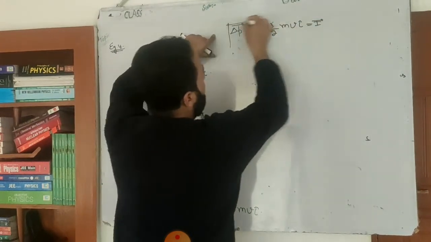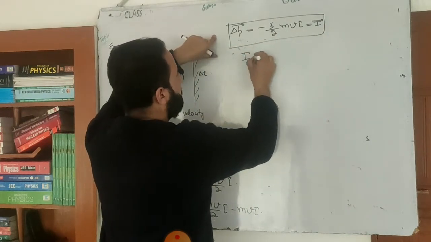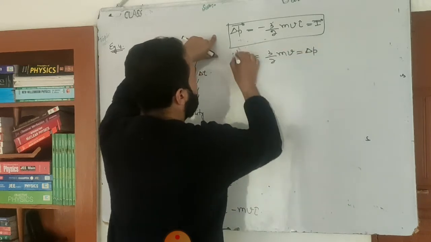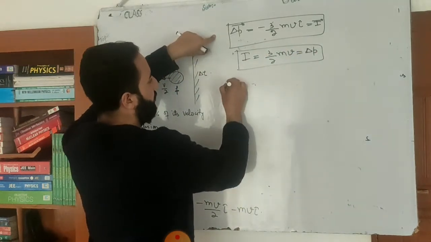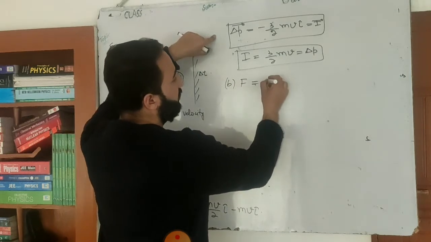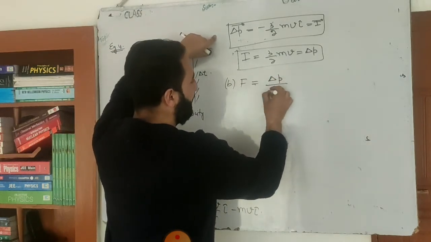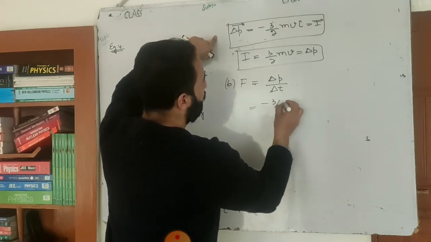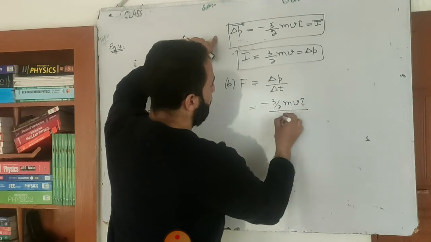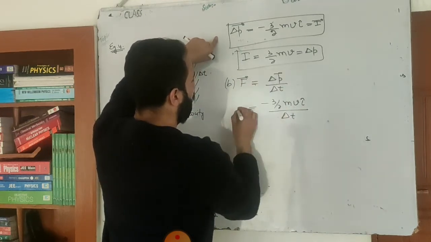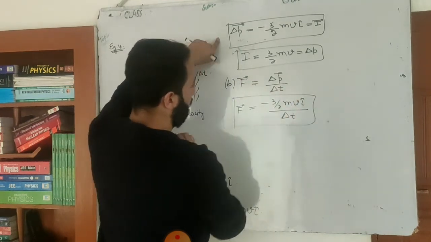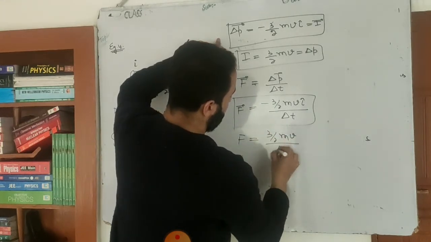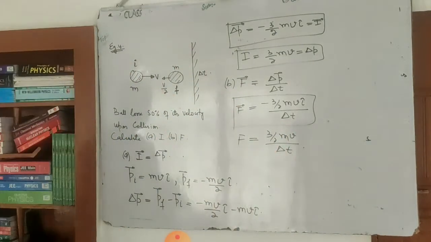Okay? And now if you want to calculate the magnitude of impulse, that is simply 3 by 2 m multiplied by v. But that's also equal to magnitude of change in momentum. And if you want to calculate force, force will be equal to what? Delta P divided by delta T. Delta P is equal to minus 3 by 2 m into v into I cap divided by delta T. So this is the force. And if you want to calculate magnitude, simply it is 3 by 2 m v divided by delta T. That's it, done. Quite easily done.